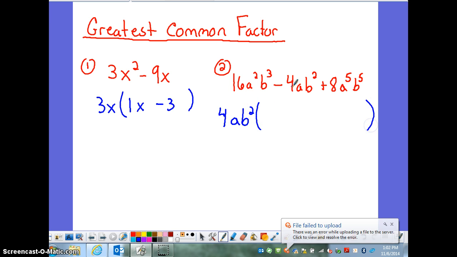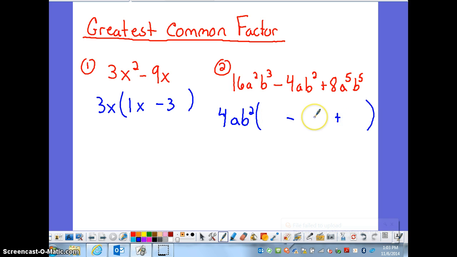And then I have to figure out what I have left over. So I have this minus sign coming down, this plus sign. So I have these 3 different terms I need to divide now. So 16 divided by my 4 is 4. I had 2 A's, I took 1. So that leaves me with just 1 A there. I had 3 B's, I took 2. So that leaves me with 1 B.